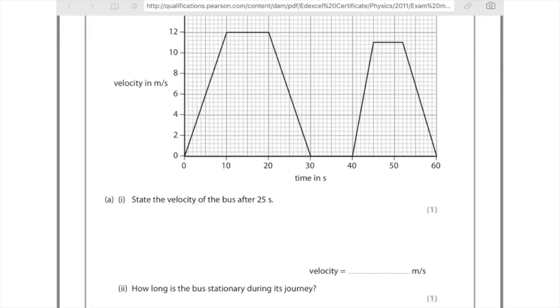How long is the bus stationary during its journey? Now, I've seen loads of people get this wrong because they think that it's stationary here and here. Well, no, that's absolute rubbish, because look at the velocity, it's 12. So stationary means that it was standing still. So standing still means that the velocity must have been zero, which is just this chunk here. And therefore your answer here is 10 seconds.